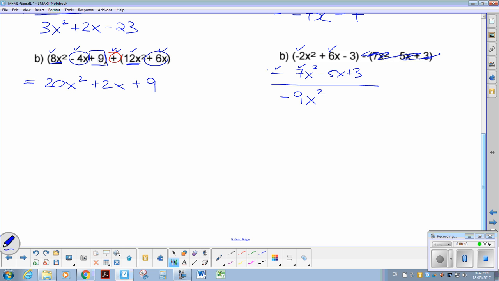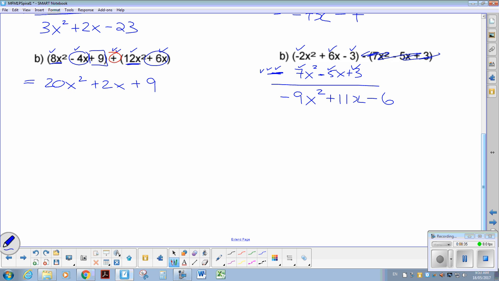Positive 6 take away negative 5. So I'm taking a negative away, so that's a good thing. So it means I'm adding, so it will end up being 11x. Negative 3 take away 3 more gives me negative 6.